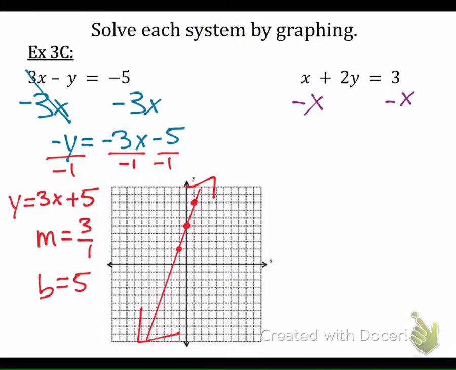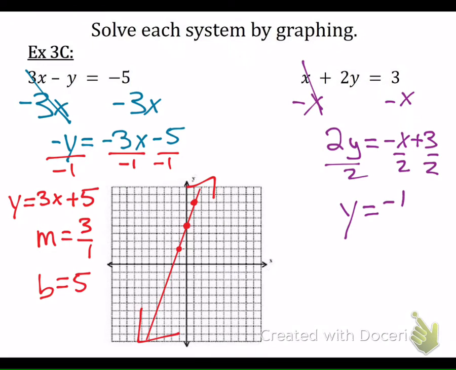Subtract 1x, good. So 2y equals negative x plus 3, then what? Divide by 2, divide by 2, divide by 2, uh-oh. Negative 1 over 2x plus 3/2 is what as a mixed number? 1 1/2. I don't like mixed numbers, as you know, but for graphing, it's really the best way to do it, okay? So, I am going to go to 1 1/2 on the y.